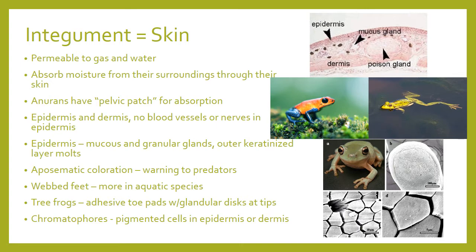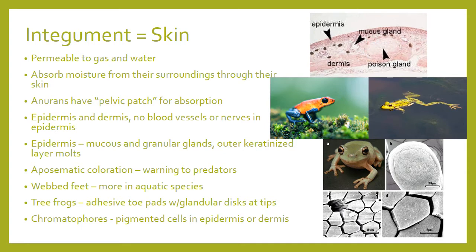The skin of amphibians is composed of an epidermis and a dermis. The epidermis doesn't have blood vessels or nerves, so the dermis provides nutrition to the epidermis. The epidermis has glands, both mucus glands and granular glands. The granular glands are the poison glands. So we looked at this in another video earlier, right? The poison glands, and there's mucus glands. Mucus keeps the skin moist. Poison glands secrete poison or toxins.